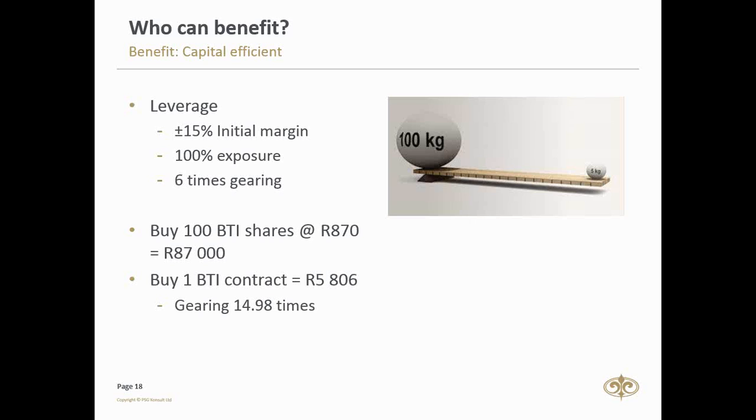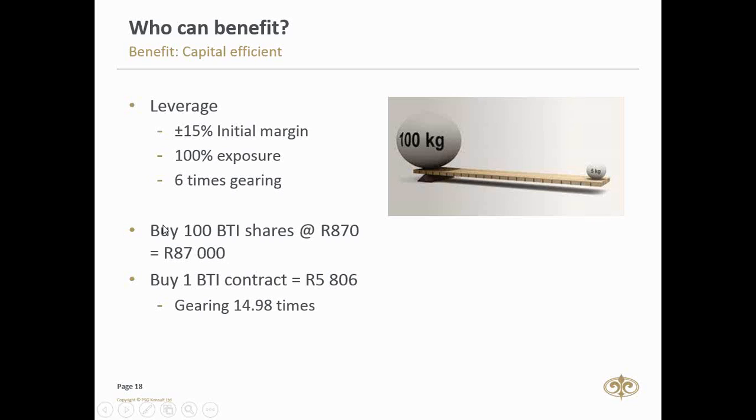So we talked just now about being capital efficient. Talking about leverage, you bring down 50% margin to give 100% exposure. So you're getting roughly 6 times gearing. If the underlying share moves up R1, your derivative product moves up R6. So if you understand that relationship, then you understand how gearing works.